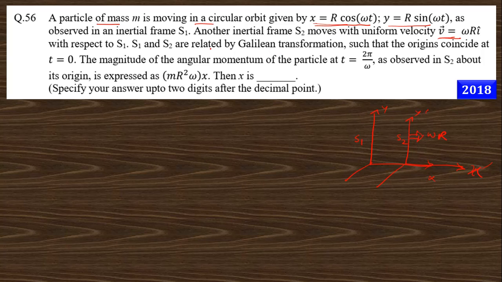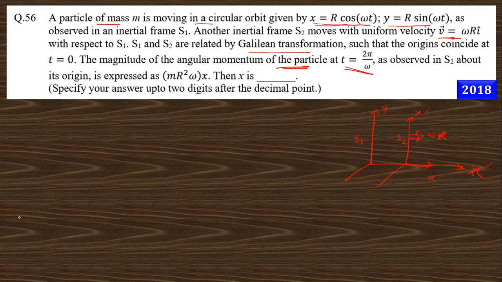So with respect to the Galilean transform, consider t equal to 0, the magnitude of the angular momentum of the particle at t equal to that, observed about the origin. So we need to find out the angular momentum. Angular momentum means L, which is r cross p.